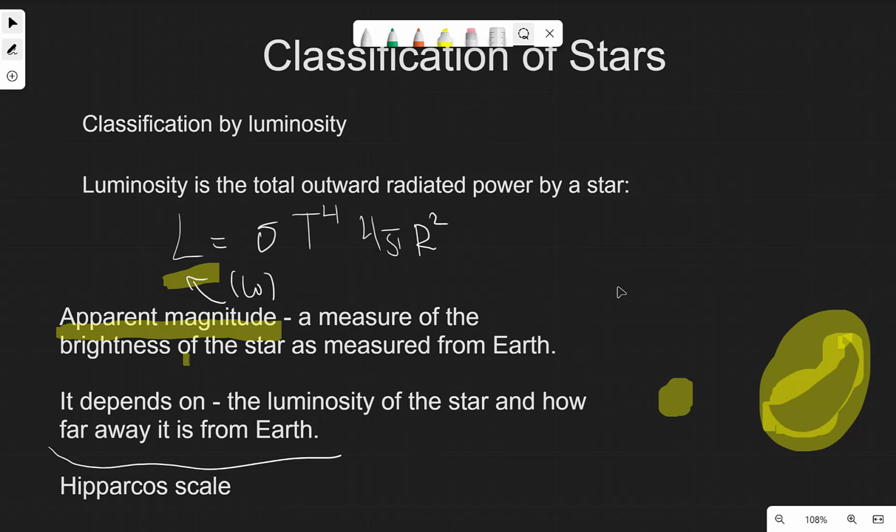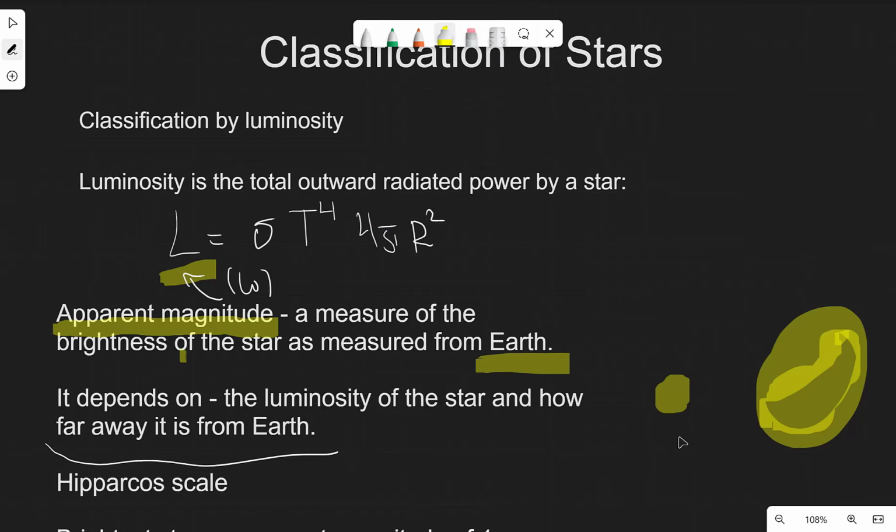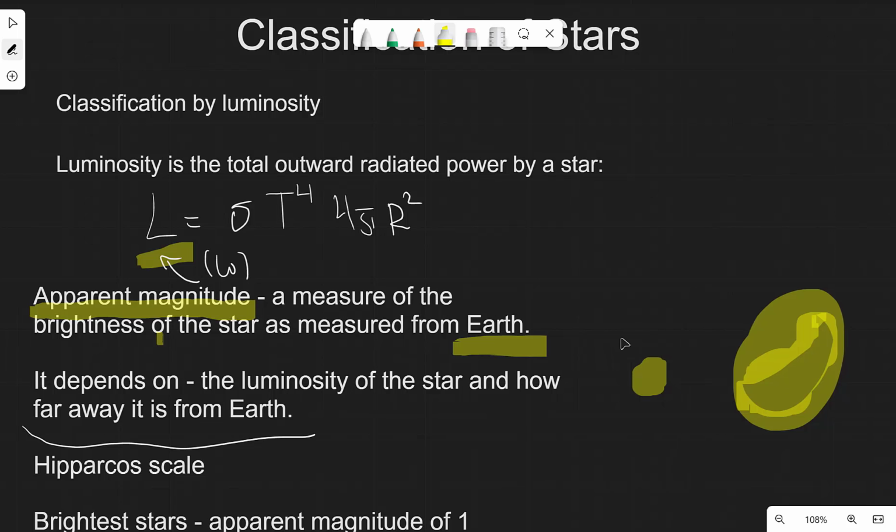Okay, well, one way of classifying stars is by apparent magnitude. Now, this is a measure of the brightness of the star as seen from the Earth, which is really, really important. It depends on the luminosity of the star, its power, and how far away it is from the Earth. For instance, if I had a small star, this here will have a relatively low luminosity, and this large star will have a higher luminosity. However, if the small star was much closer to the Earth, then it will appear a lot brighter.